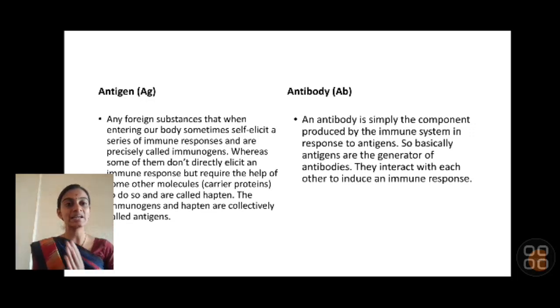Antibody is simply a component that is produced by the immune system in response to an antigen, that is, in response to a foreign invader. So basically antigens are the generators of the antibodies and they interact to produce immune responses.